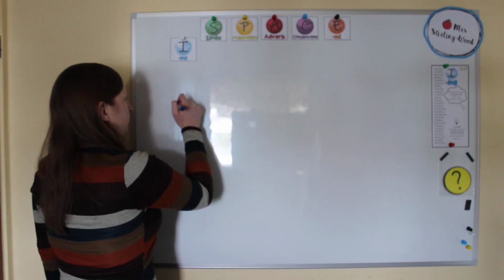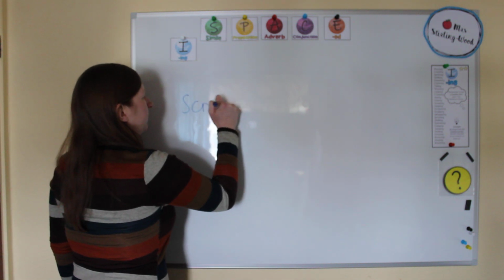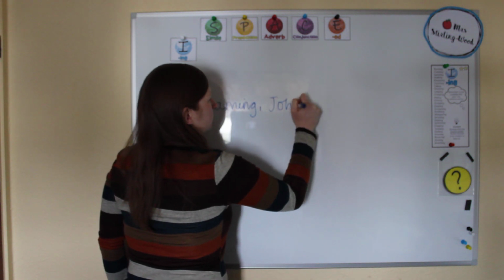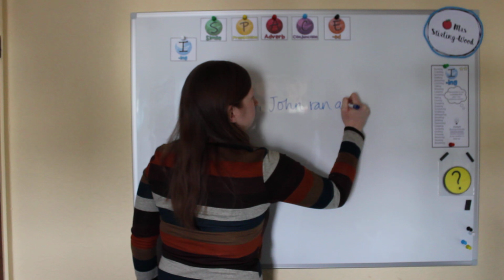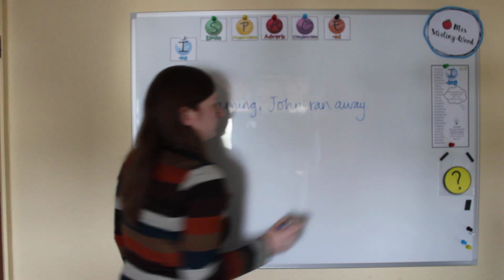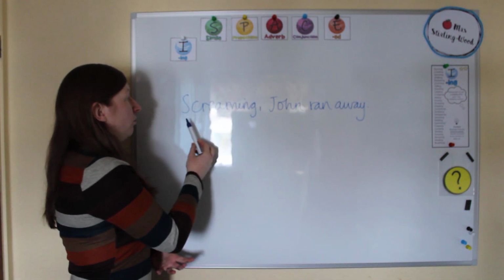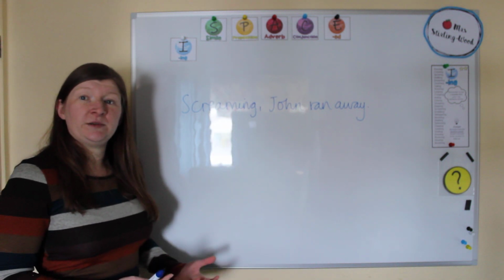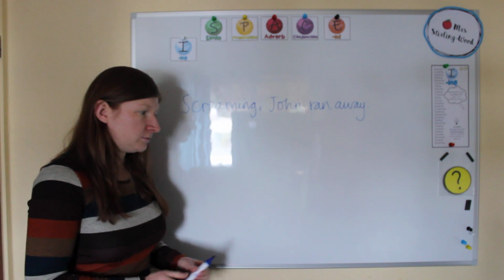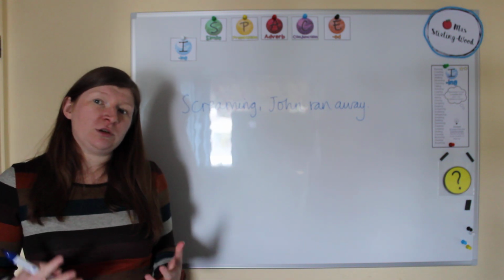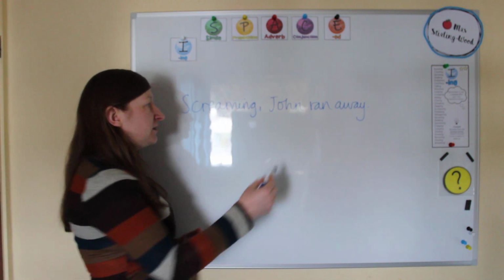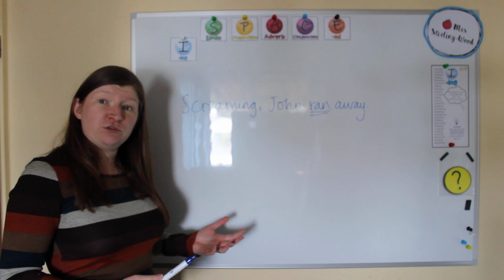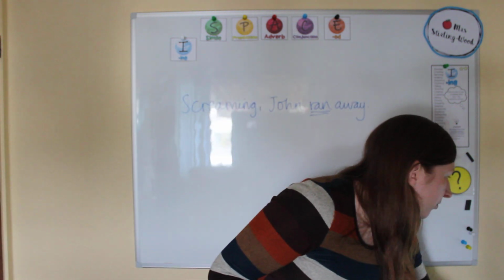For example, screaming, comma, John ran away. So this tells me what John's doing while he's running away. It's talking to me about two different actions that are happening at the same time. Okay? So it's something that's happening alongside the main verb in the sentence. So the main verb is he's running away, but whilst he's running away, he's also screaming. Okay, let's have a look at a couple more.